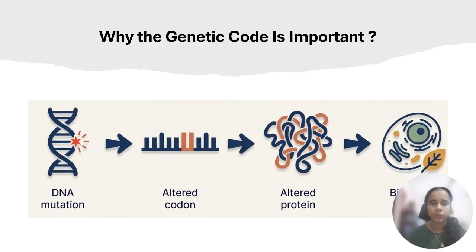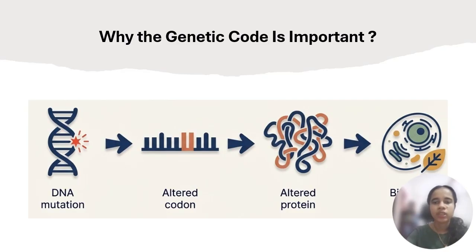Now let's bring everything together. The genetic code is a set of rules that tells how information in DNA is converted into proteins, the molecules that control structure, function, and all the activity in every cell. Even a small change in DNA can alter a codon. This can lead to different amino acids being added, which can change the structure of the protein. And when the protein structure changes, its function also changes, so it can have significant biological effects.